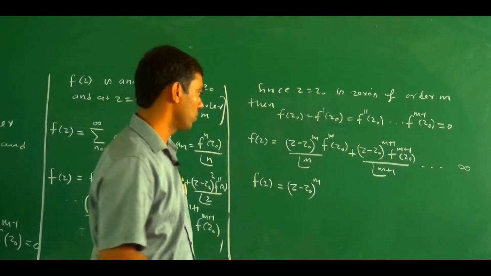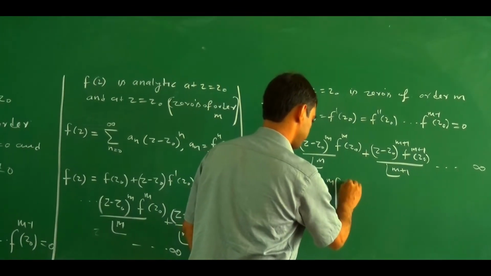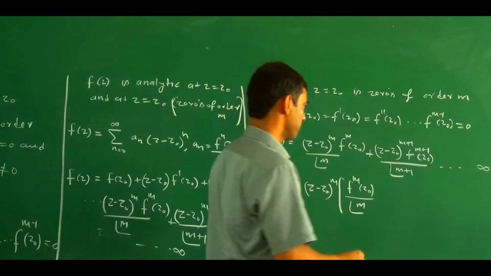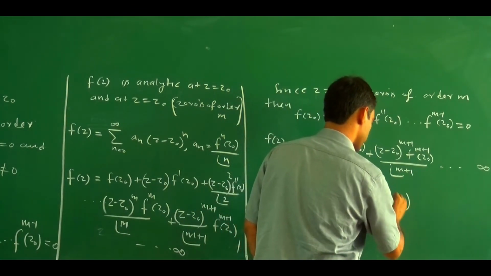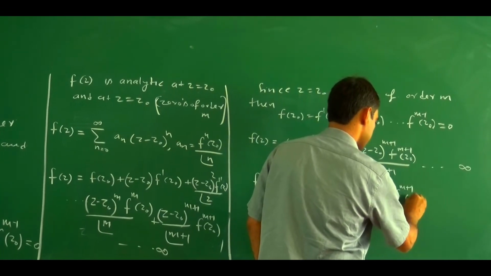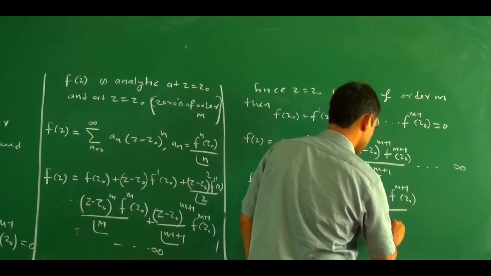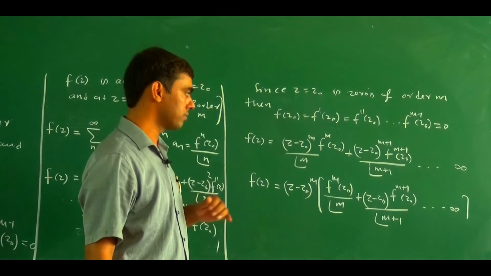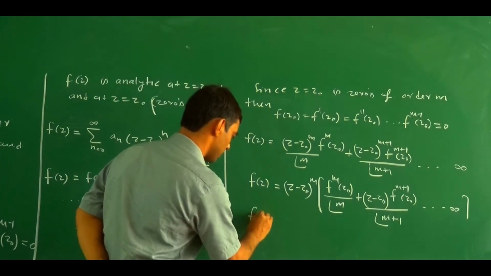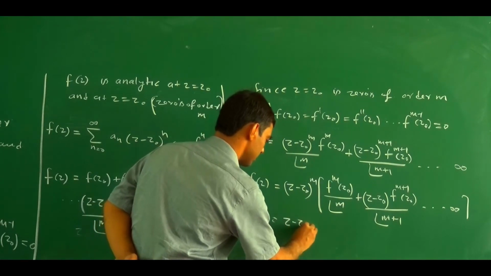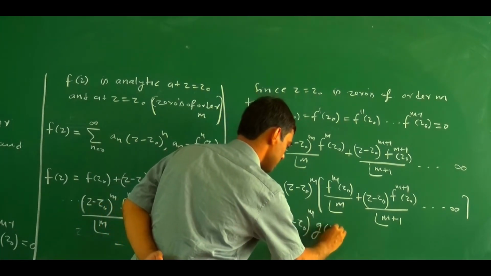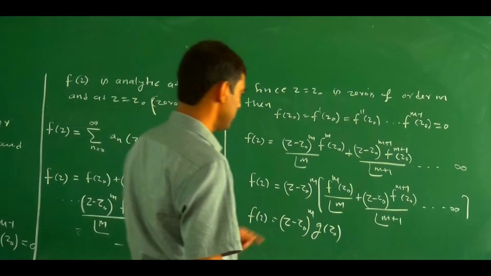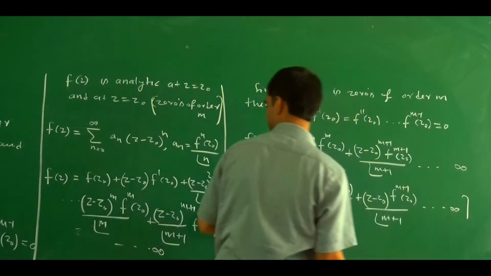outside. Now inside, what will happen? Inside, the mth derivative at z equals z0 divided by what? Factorial m, plus (z minus z0) times f^(m+1)(z0) divided by what? Divided by factorial m plus 1, and how many terms? An infinite number of terms. So if we closely observe this, you may write it like this: f(z) equals (z minus z0) to the power m times g(z), and what is the value of g(z0)? This one is g(z0).